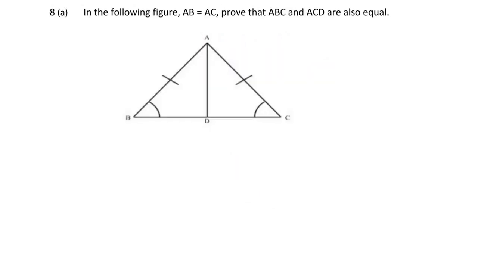Question number 8, part A. In the following figure, AB equals AC. Prove that ABC and ACD are also equal. Okay, so for this one, since side AB equals AC, this means that triangle ABC is an isosceles triangle, then angle ABC must be equal to angle ACD.